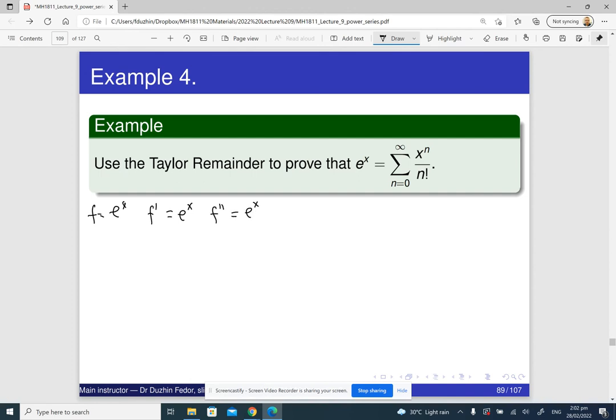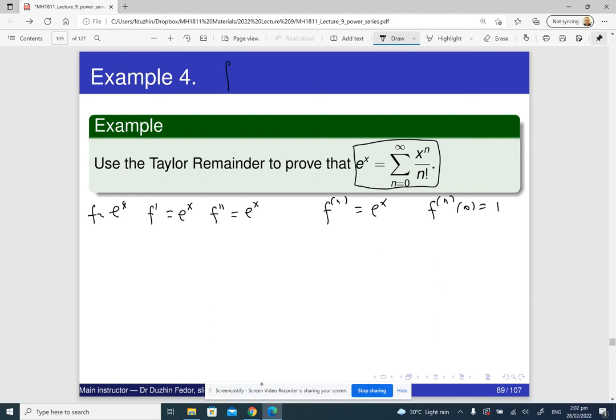So all derivatives of e to the x are just e to the x, and when we evaluate them at 0, we just get 1, right? And this is how we can find this Maclaurin series. But how do we prove that the Taylor remainder goes to 0 as n goes to infinity? So what is the Taylor remainder?